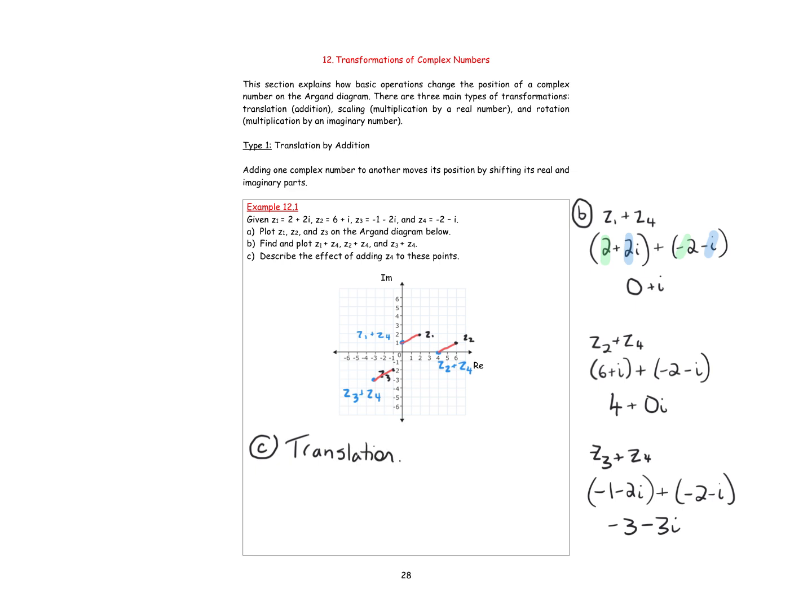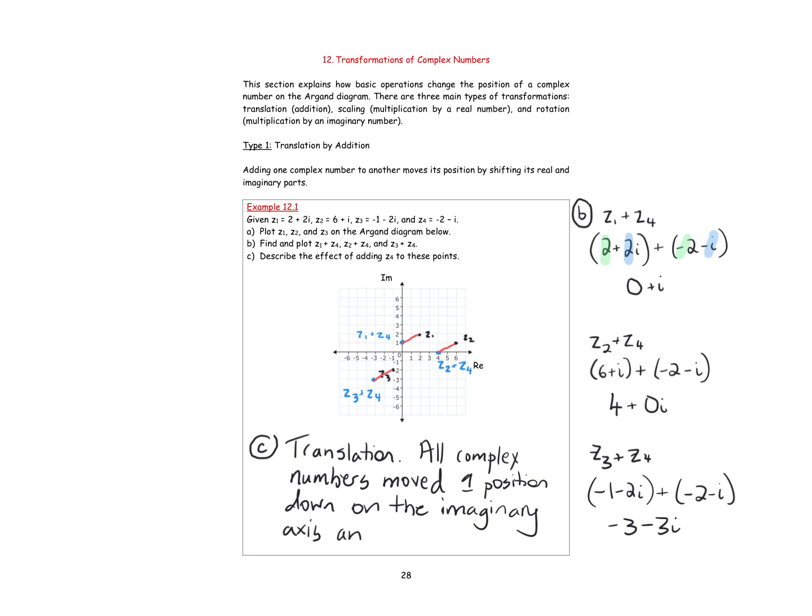And if you want to, as it says, describe the effect of adding z4 to these points, you could say all complex numbers moved one position down on the imaginary axis and 2 positions to the left on the real axis.